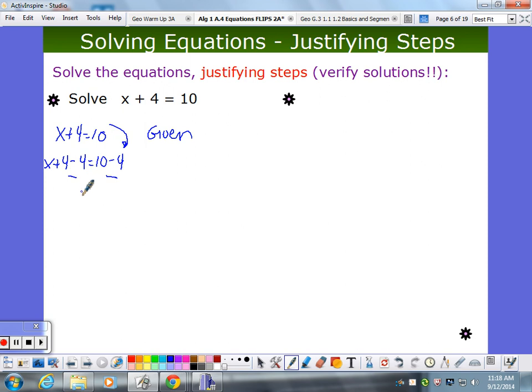Well, let's say I subtracted 4 from both sides. So who says, based on the properties we just learned, who says you can subtract the same thing from both sides of an equation and it's allowed? It's legal. Who says? Awesome. The subtraction property of equality. You have to write all these words. Now, I will allow abbreviations.